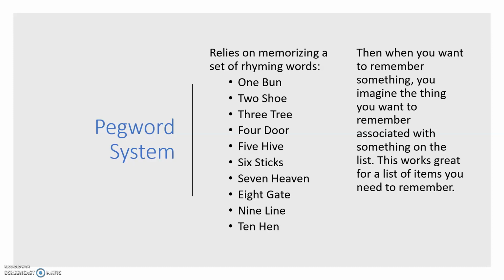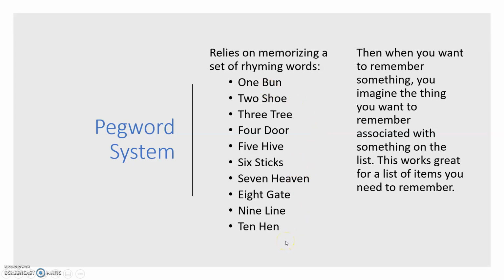And then you could do the same thing with an apple. You've got two shoe, and you're like, oh, I need to buy an apple or a couple apples. So maybe you now imagine you've got a pair of shoes on the ground, and each one of these shoes has an apple in it. So like, oh, I got to buy some apples. 3 tree, you imagine potatoes. You've got potatoes growing off of this tree. And you do that with each one of these things all the way through from 1 to 10.